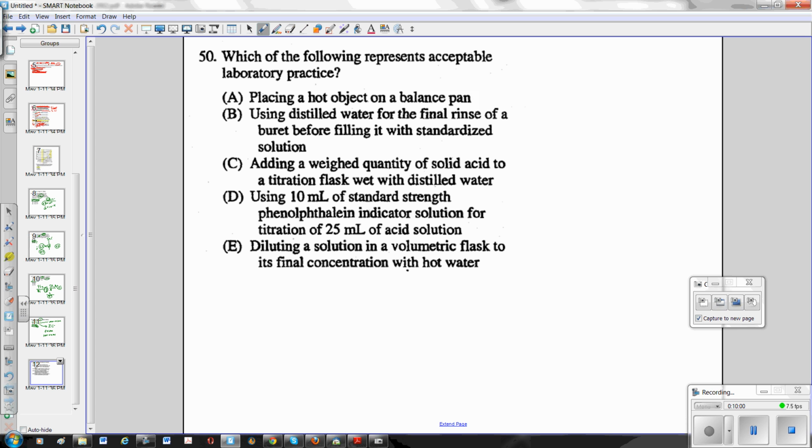Next one, 50. Everybody got this wrong. Everybody picked B. Obviously, you can't put a hot object on a balance. We don't use phenolphthalein. We only use a couple of drops. We don't use 10 milliliters. That's ridiculous. We don't do any diluting with hot water. So it's either B or C. Whenever you go to do a titration, you don't rinse it the last time with distilled water because it would dilute the amount of solution we're using for titrating. So the last rinse in a titration is always with whatever the titrant is, if it's NaOH or whatever.